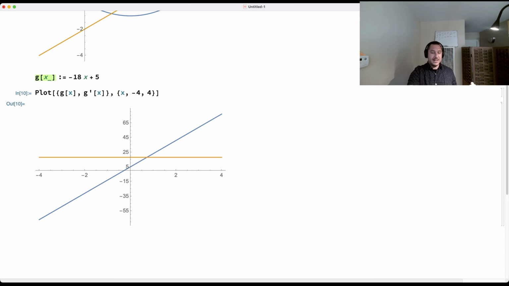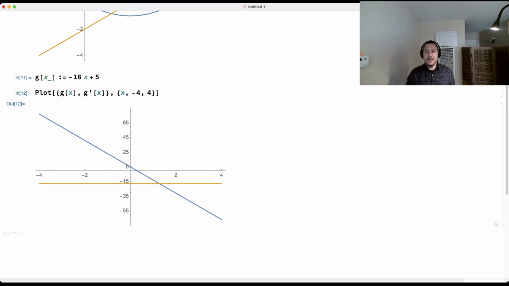Yeah, minus 18x. So let's re-graph everything. You see how the graph is always decreasing? And if you look at the derivative, it's negative. We could put it in a square here.